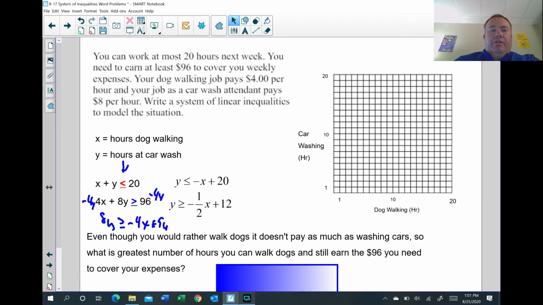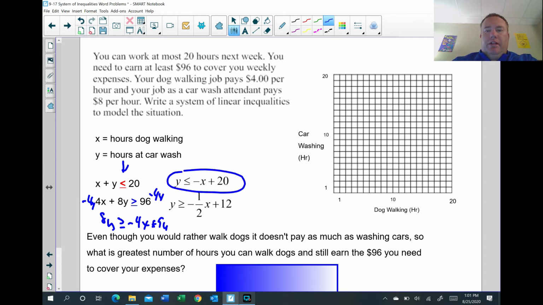If we're going to graph this, we'll graph this one first. Starting at 0, 20, you're going to go down one, right one, down one, right one, the slope of negative 1. You should end up with a line that looks a lot like that. It is a solid line because it is also equal to. Now, which way would you shade? Well, I would shade down. We'll talk about that in a second. I'm going to show you what it's going to look like.